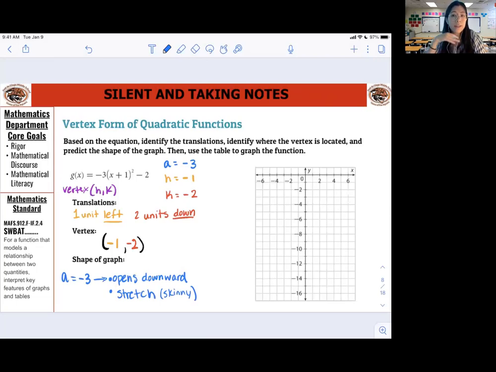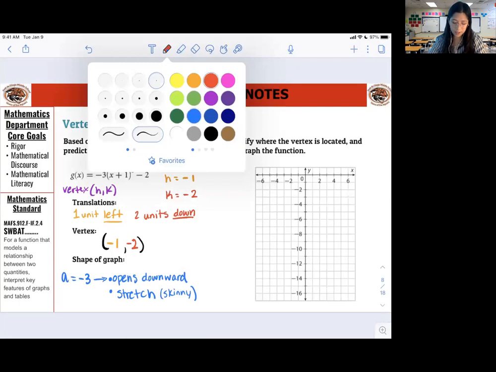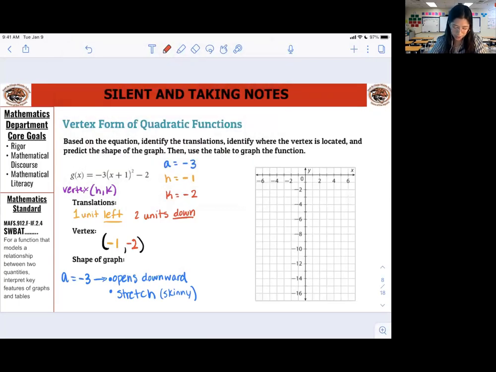So I'm going to make my sketch of the graph, but it's not going to be perfect. It's just an idea of what it's going to look like. I know the vertex is at -1, -2. I know it's facing downward and it's going to be pretty skinny. So I think it might look something like this. But again, that's just a sketch. This is not an official graph. In order to figure out what it actually looks like, I'm going to have to plug in some values.